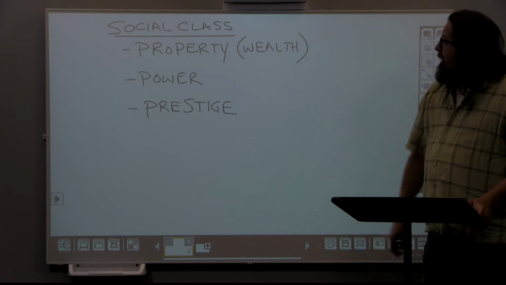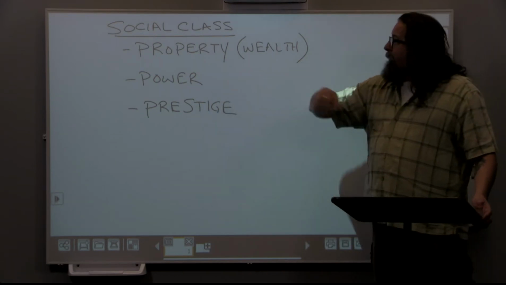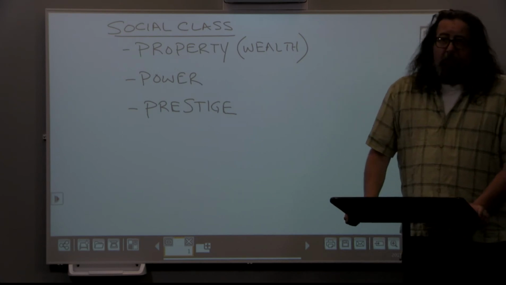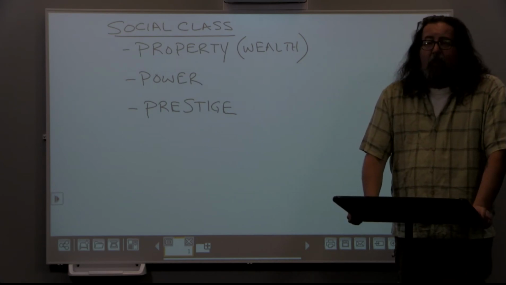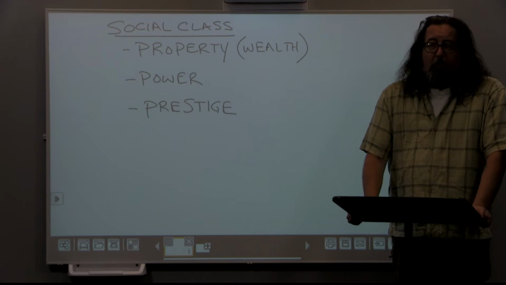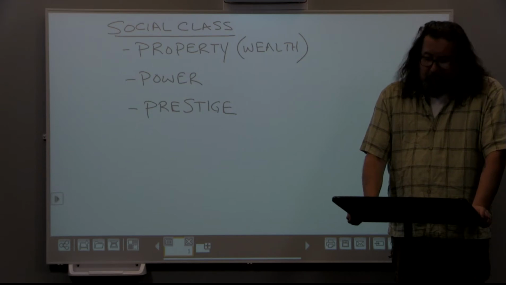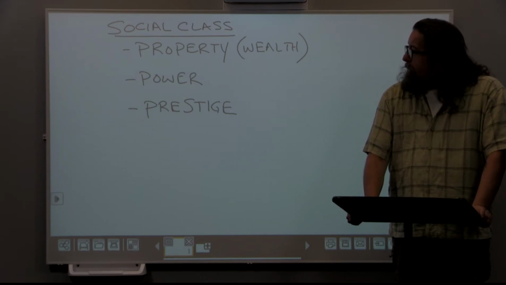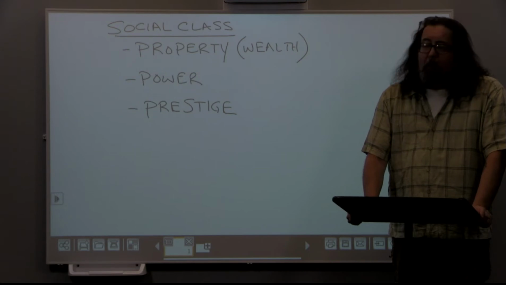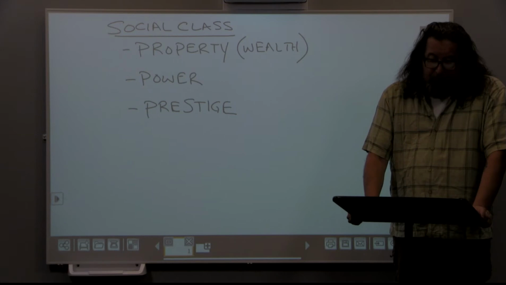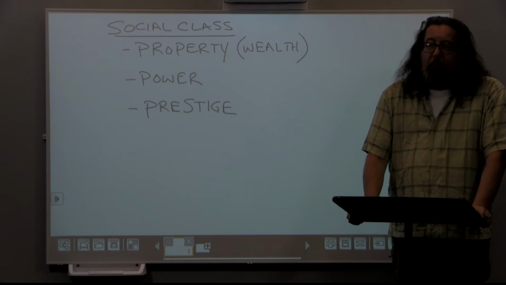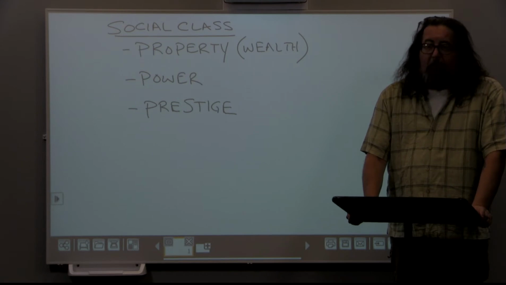The second thing that we can look at is power. Power simply being the ability to have other people do what you want them to do. Again, it's sometimes a difficult thing to quantify as far as being able to study it. However, the sociologist C. Wright Mills in the 1950s and 60s talked quite a bit about power in our society.